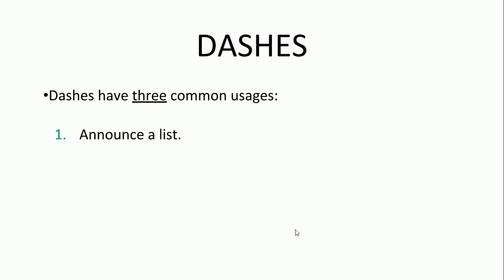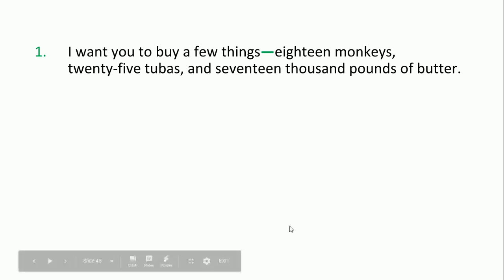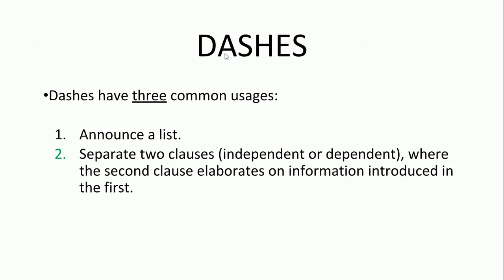The golden rule was 4, 3, 2, 1. 3 is for dashes. First way we can use a dash is to announce a list. So here, number 1, I want you to buy a few things. 18 monkeys, 25 tubas, and 17,000 pounds of butter. It's a really weird list, but it's a list, and I'm offsetting it from the rest of the sentence, so I can use a dash.